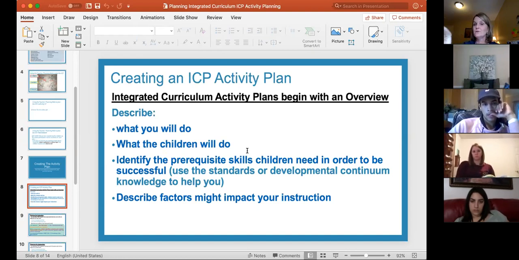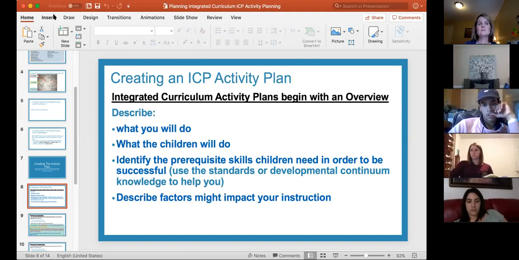You're going to say, what will you do? What will the children do? What are the prerequisite skills that children need in order to be successful? And then, are there any factors that you want to think about that might impact your instruction? And that's going to change depending on the activity. So, for example, if you're doing something with Play-Doh or ingredients, a factor that might impact your instruction is just making sure you have a clear spot in the classroom, etc.